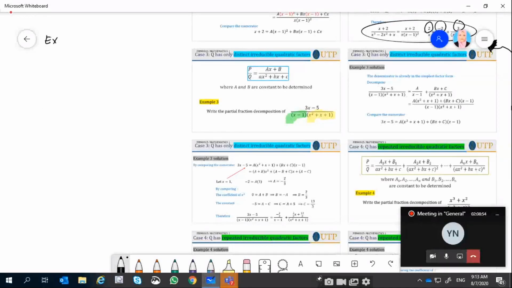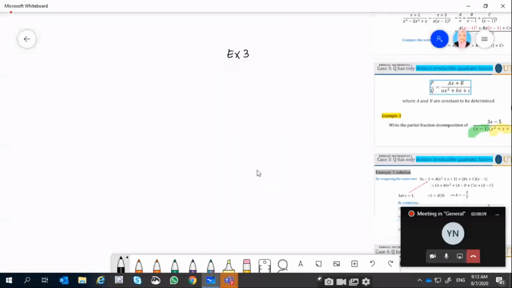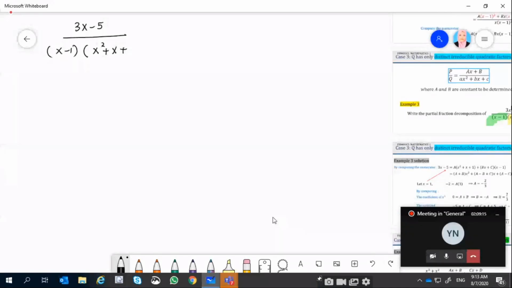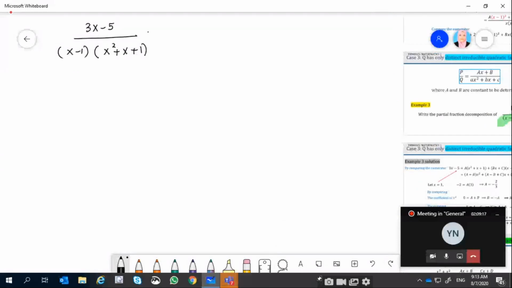Okay, for example number 3: s minus 5 over s minus 1 times s squared plus s plus 1. So how many factors do you have? 2.